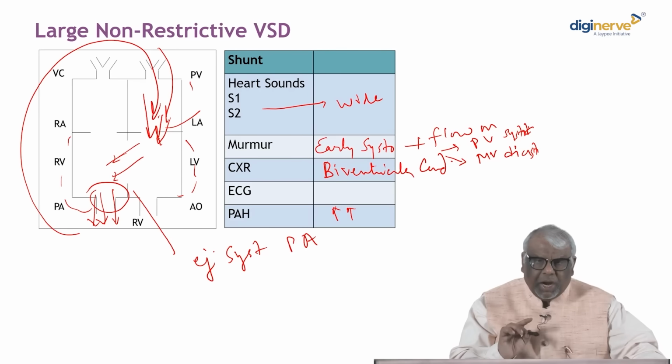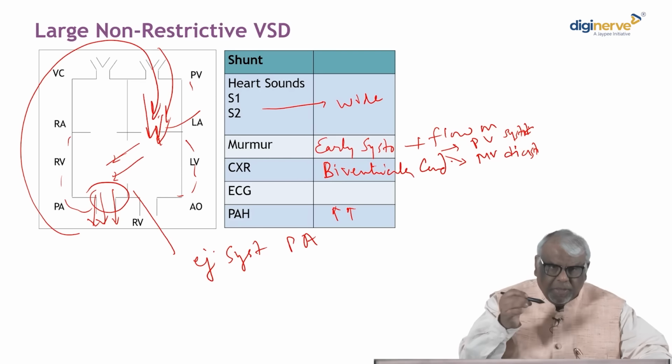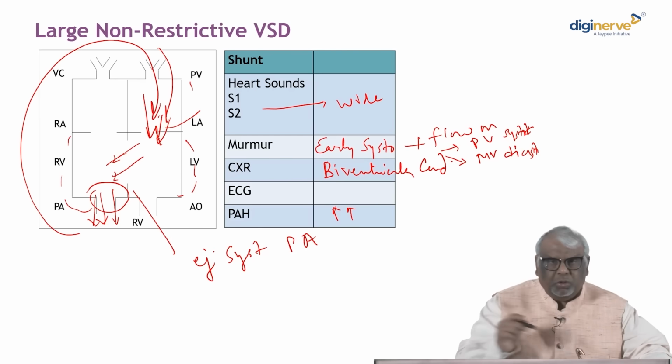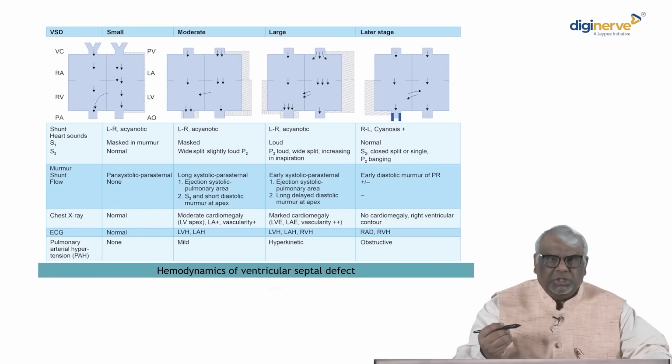Now, this pulmonary arterial hypertension, as long as there is flow across the pulmonary valve from the lungs that is not obstructed, is known as the hyperdynamic type of pulmonary arterial hypertension. We will discuss more about it: what is hyperdynamic or hyperkinetic pulmonary arterial hypertension and how does it transform into obstructive pulmonary hypertension.